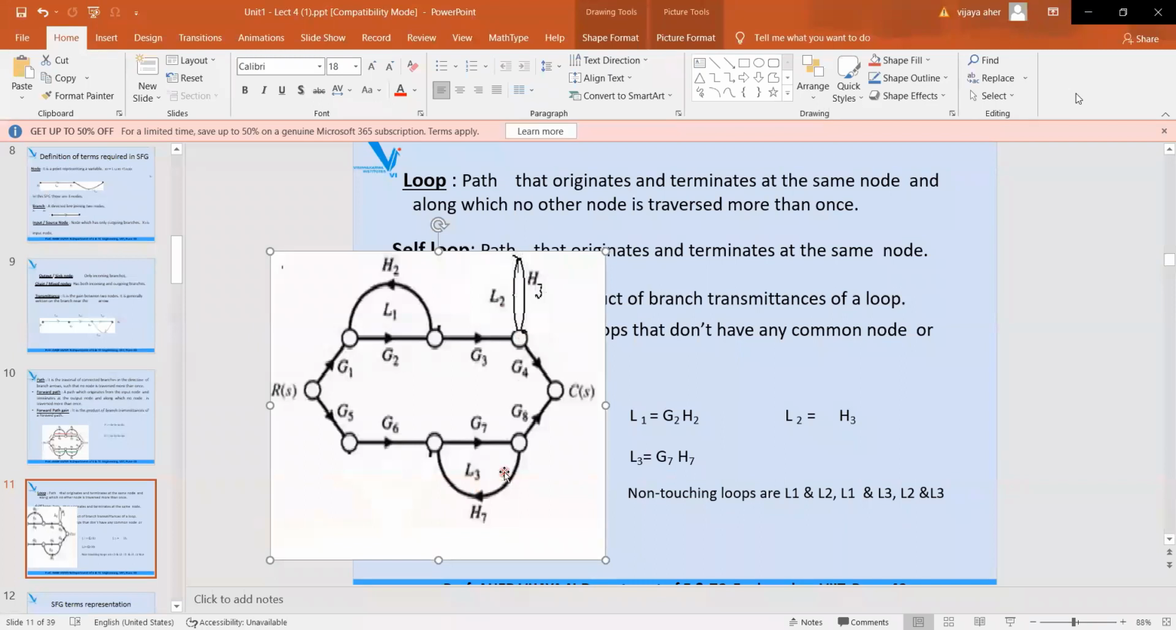Now there is also a third loop in this example, which I have denoted by capital L3, loop number 3. You can write the equation for this loop in terms of the transfer function of the branch and the transfer function of the feedback element. The transfer function of the branch is G7 and the transfer function of the feedback element is H7. So the equation for the L3 loop is G7 into H7. Are you with me? Understood?